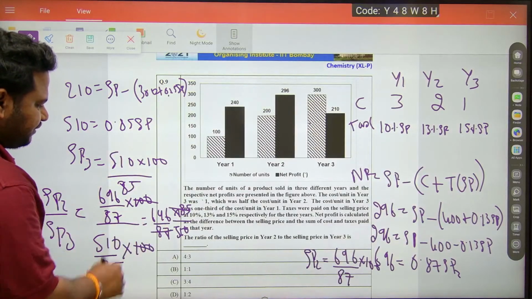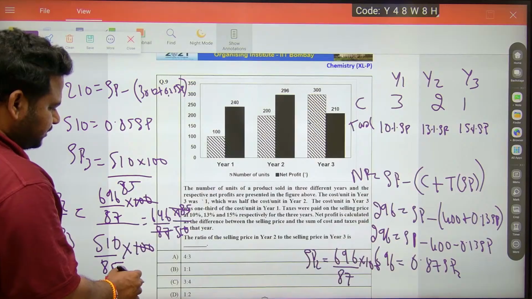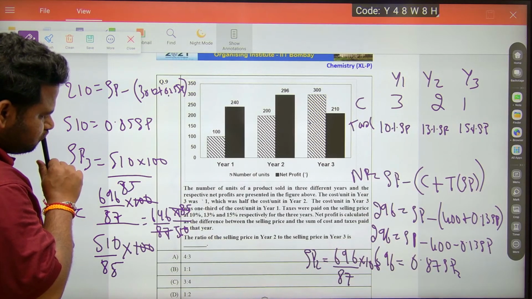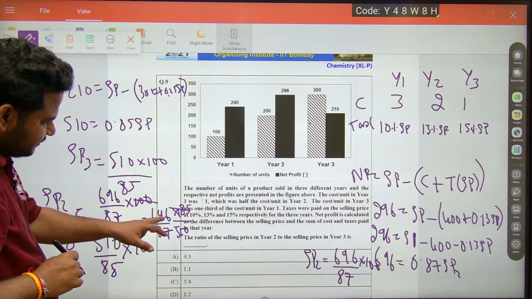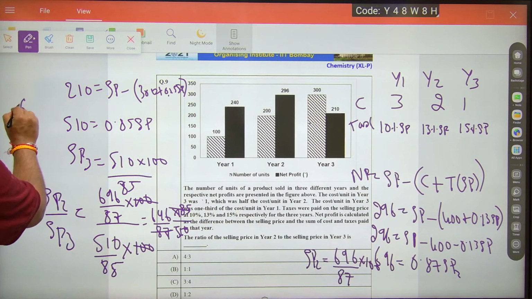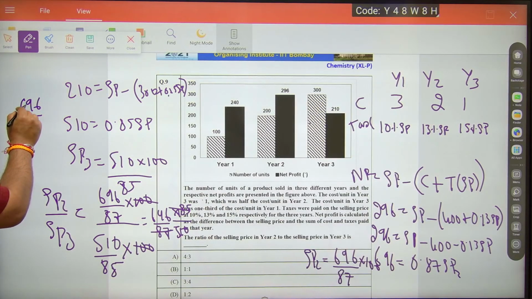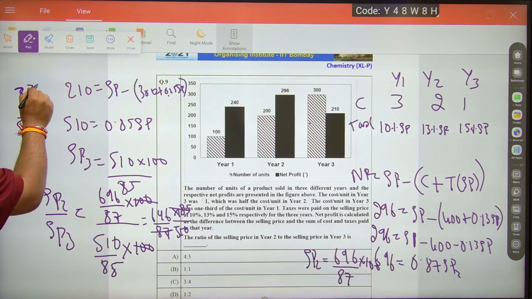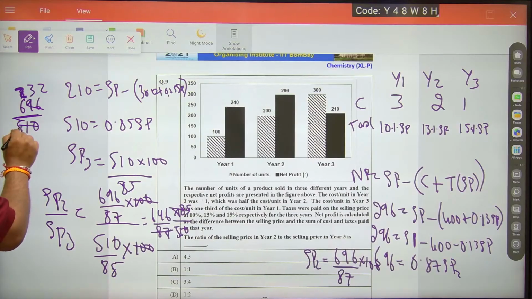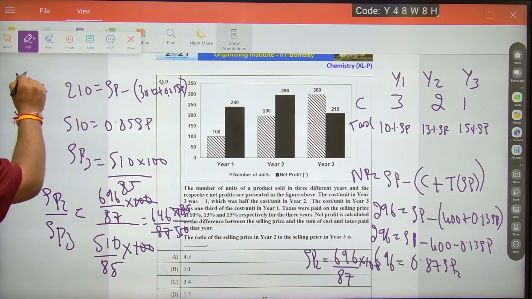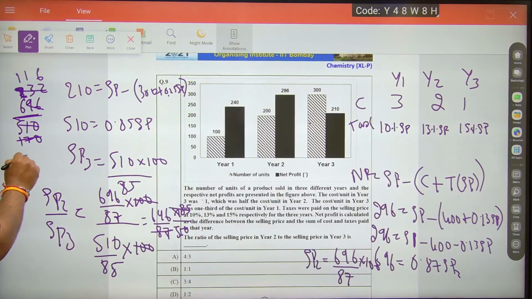Nothing, 696 and 510. Let us see, it is divisible by 3. So 696 by 510. 696 divided by 3: 3 2s are 6, 3 3s are 9, 3 2s are 6, so 232. 510 divided by 3: 3 17s are 51, so 170. Then 232 and 170 are divisible by 2: 2 1s are 116, 2 8s are 16, this will be 85. So 116 by 85.